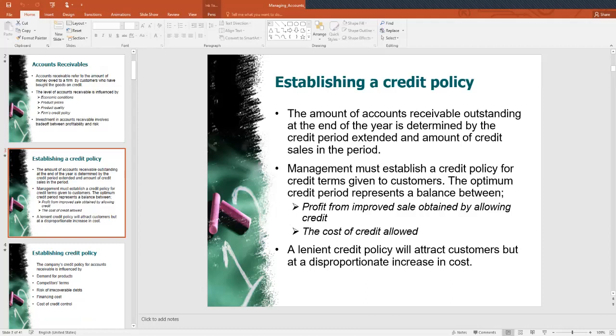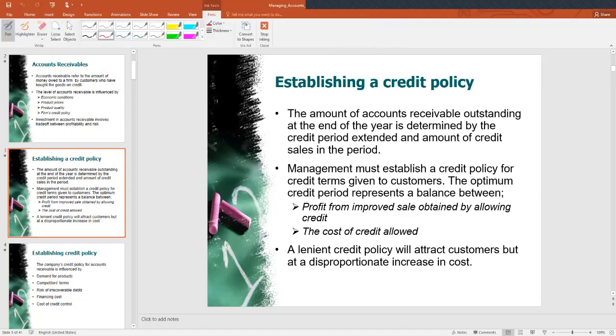As I mentioned, when it comes to credit policy, the company must establish a credit policy for the credit terms we give to the customer. The optimum will come if we are able to quantify the profit we'll earn from, for example, more sales, but at the same time the cost of credit that we're going to allow. So you have to strike a balance between those two things.